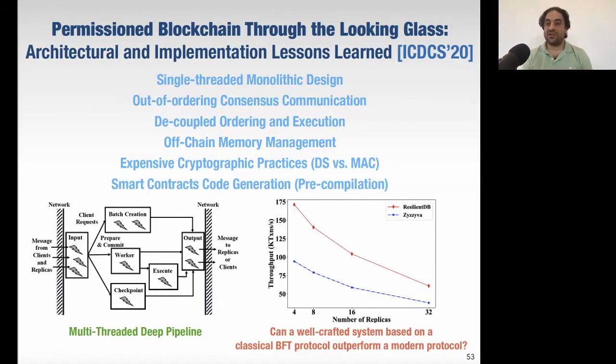So comparing ResilientDB, its PBFT implementation, to Zyzzyva, which is a protocol designed for the fault-free case, and there's no fault in this graph, we can achieve, with the sophistication that we add to the system, outperformance of this modern protocol, which one could say is an optimal protocol when there is no fault, by a factor of 2 or higher. And that's really bringing the point that system-centric design is absolutely crucial when we're building these blockchain fabrics.